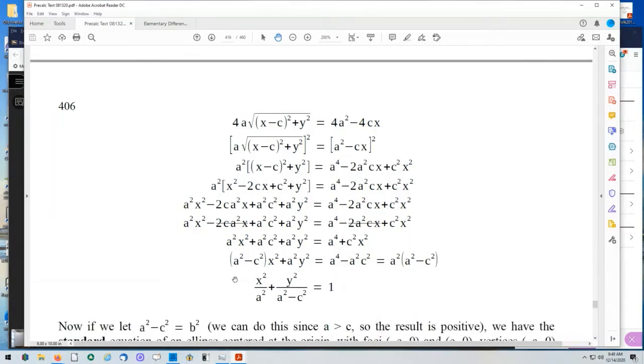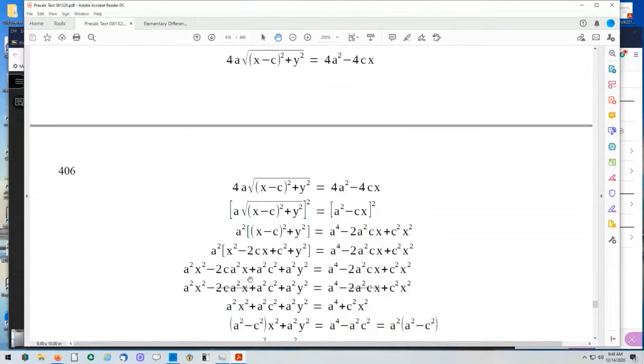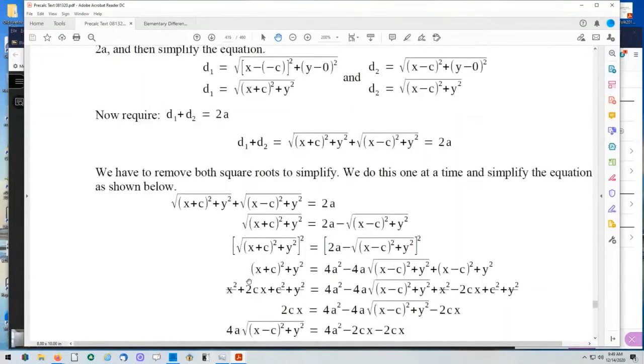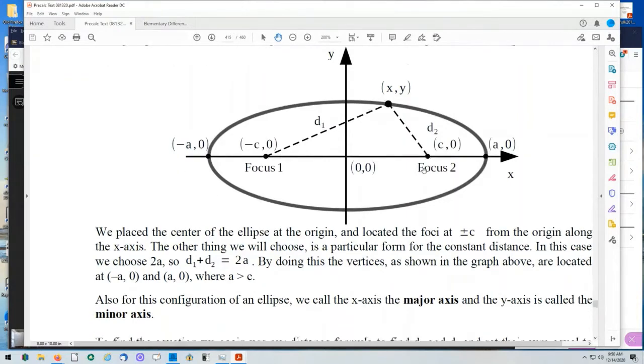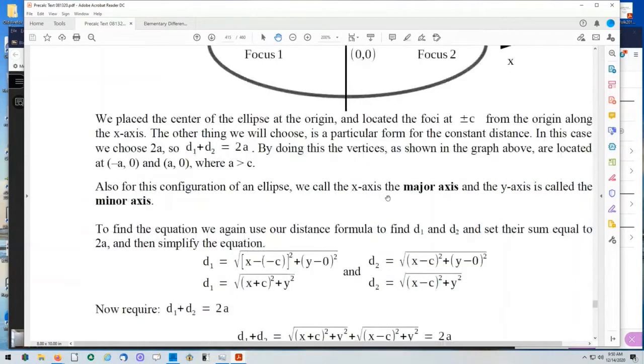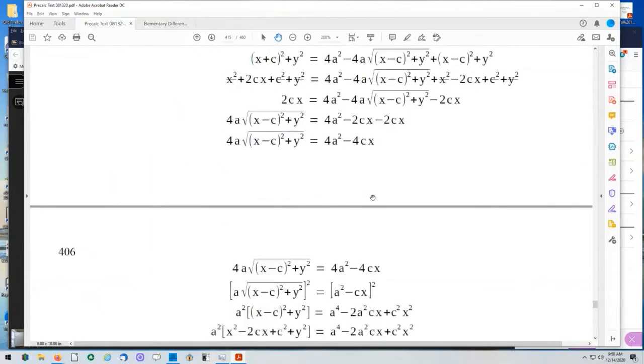Now, if we let a squared minus c squared be b squared, why can we do that? Well, if you look back at the picture, you can see that a is greater than c. This focus is inside the ellipse, and the vertex on the major axis is larger. So a squared minus c squared is a positive quantity. If it turned out to be negative, I couldn't set it to a square term, but I can.